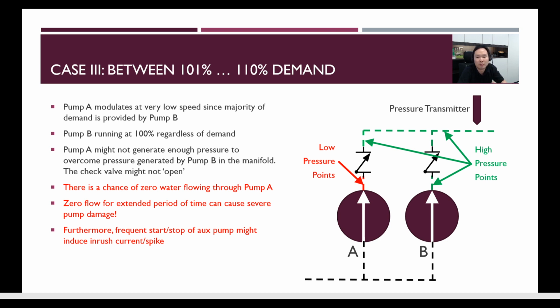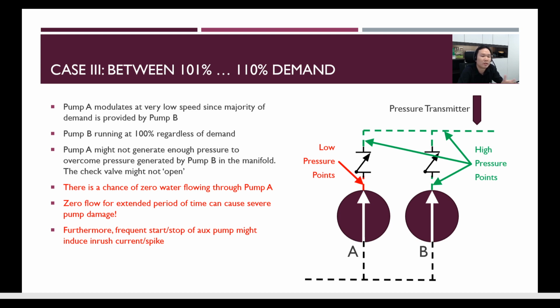So pump B will, regardless of the demand, always run at 100%. So it will cater for the majority of the demand, which leaves us with the leftover demand, I would say. So what about the extra 1% or 2% or 10%? Pump A will try to modulate to provide for this 10% or 1% with a small percent.